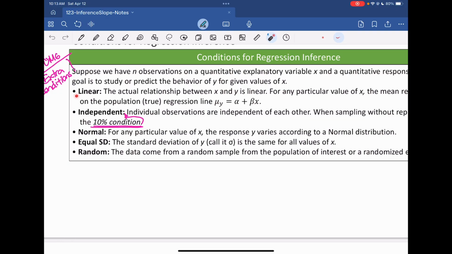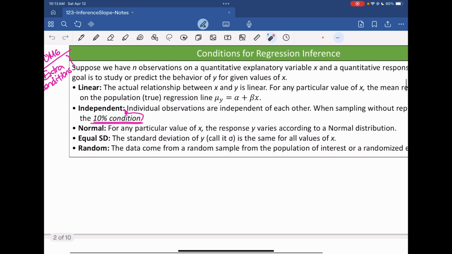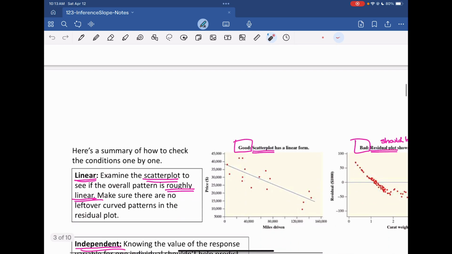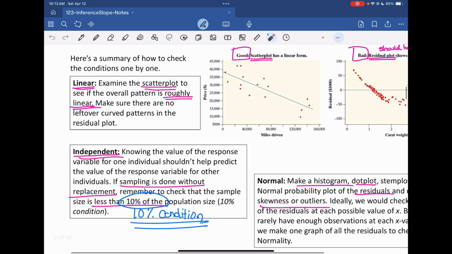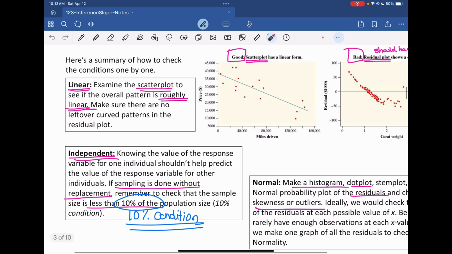Linear: we're going to look at whether the data is linear. Independent, and that's your 10% condition. Normal for the residuals, equal SD, and random. Random is the easiest one, so at least at the very end, we're done with the easiest one. So let's take a more detailed look at each of them.